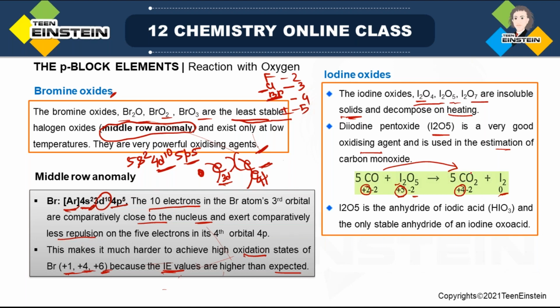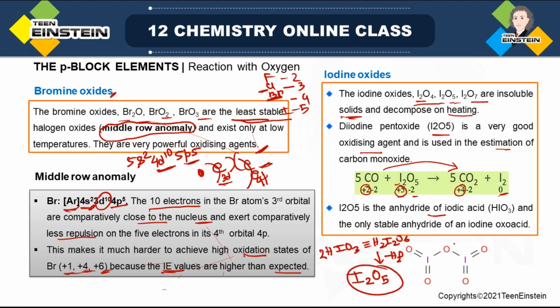And remember, this oxide of iodine is the anhydride of iodic acid. When we say that some compound is anhydride of some particular acid, that means if you take 2 molecules of HIO3, it is actually having formula H2I2O6, and when you remove one water molecule, what will be the formula? Now it is I2O5. So by removing one water molecule, you are getting this.